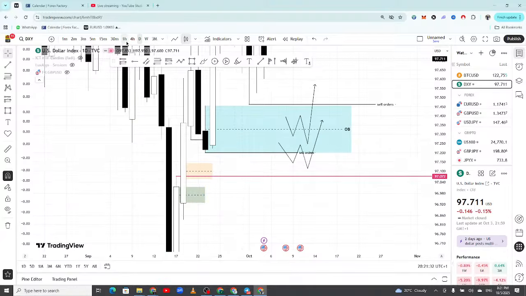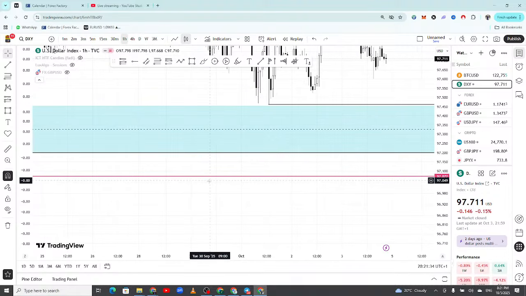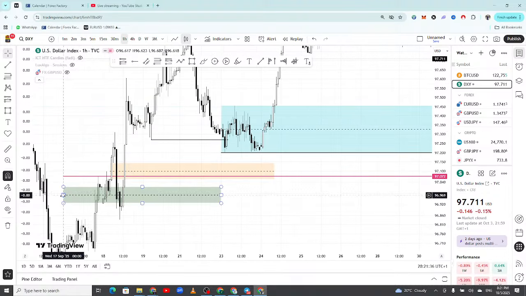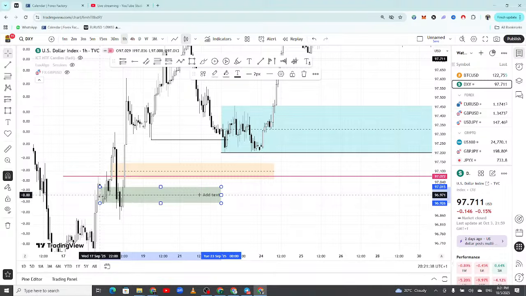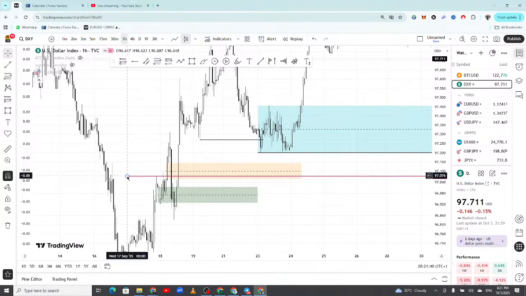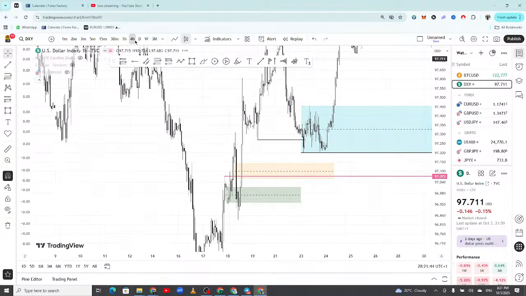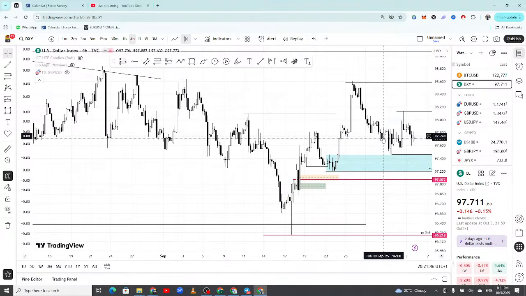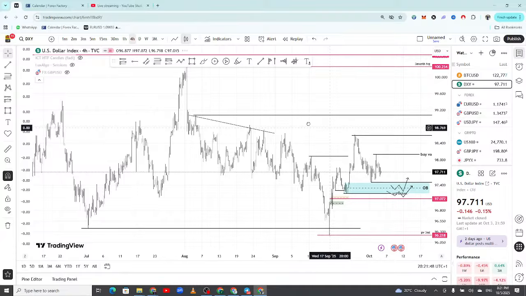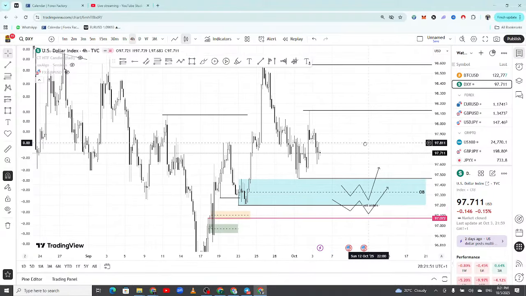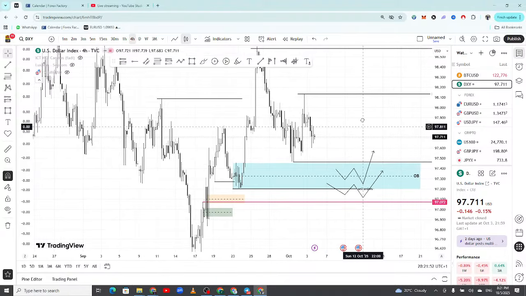Let's see how it looks on the 1 hour. All right, so we have the volume gap around that point. It's still very interesting. So our higher time frame direction, we are certain about it. But we still have to watch out for how price trades down to this point.